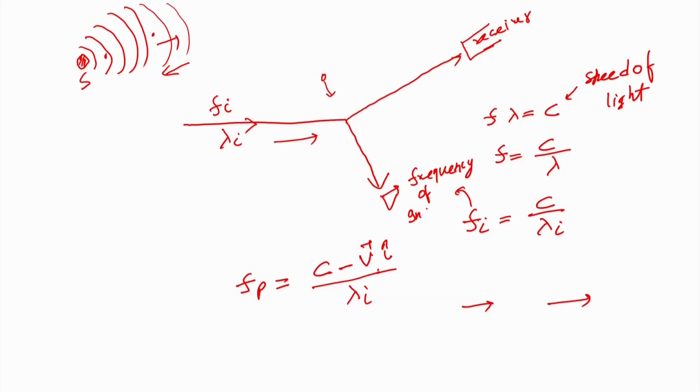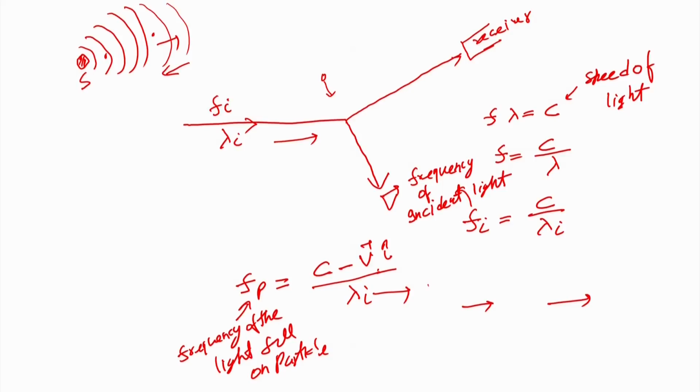So, F I is the frequency of the incident light, the frequency of the light which has fallen on the particle, and lambda I is the wavelength of the incident light. So, this is the way F p will be given.